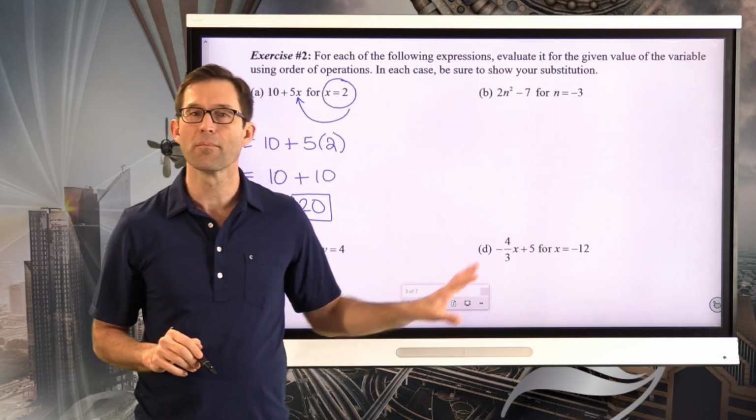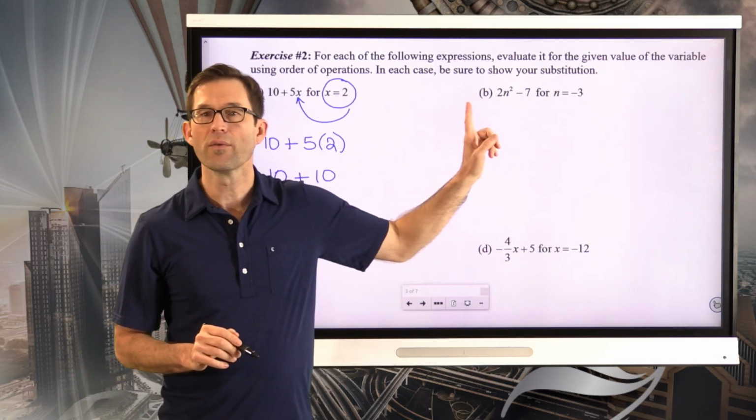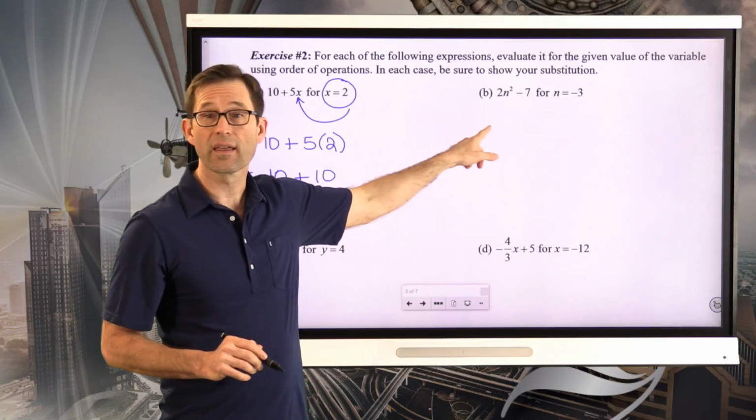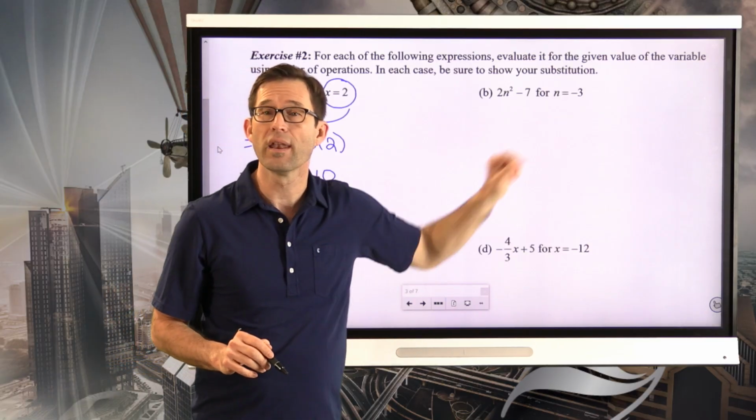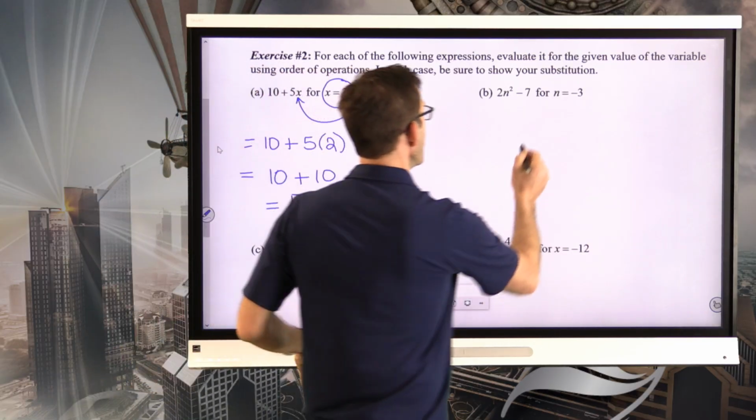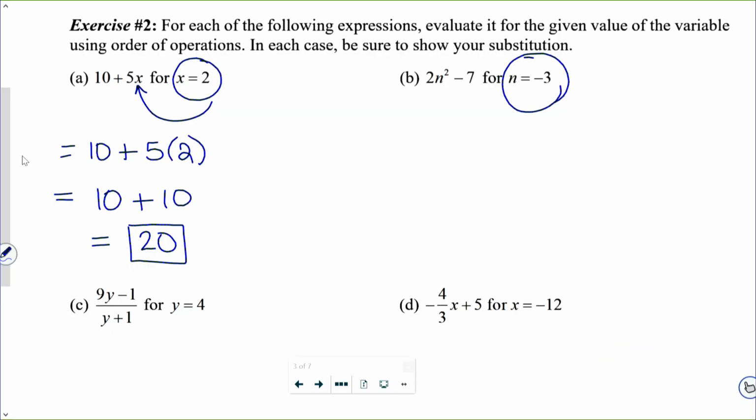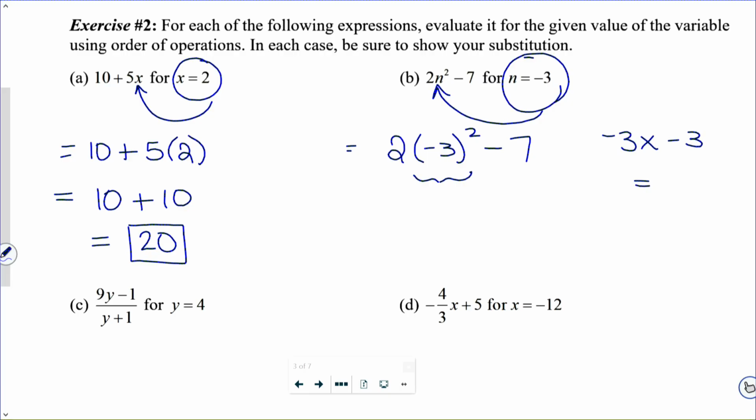All right. Let's do another one together and then maybe have you do the other two on your own. Right here we've got 2n to the second minus 7 for n equals negative 3. So again, I'm going to take that value of negative 3 and substitute it in for n. That's going to give me 2 times negative 3 to the second power minus 7. Now again, the first thing I've got to do here is figure out what this is. Negative 3 to the second power is negative 3 times negative 3. And a negative times a negative is a positive, right? So negative 3 squared is going to be 9.